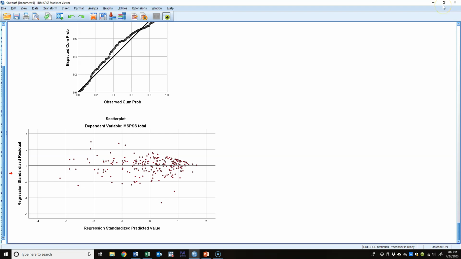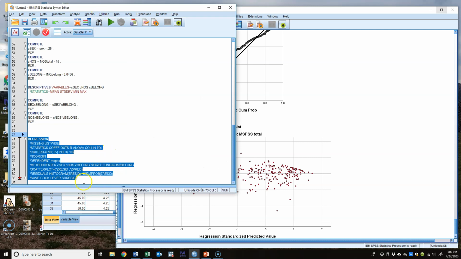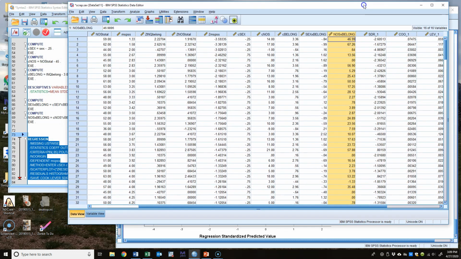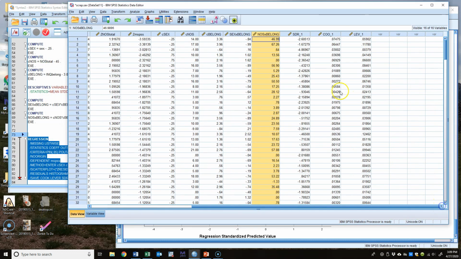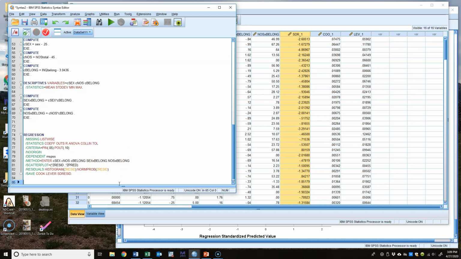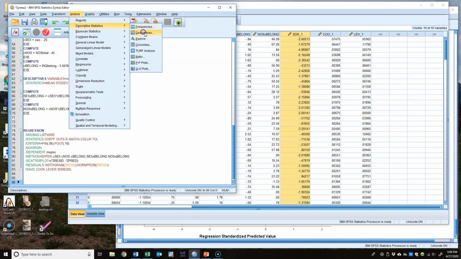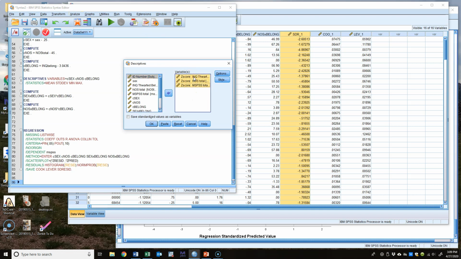What we want to do now is take a look at the absolute value of our residuals. Remember that this is an evaluation of our discrepancies, and the discrepancy measure that we've requested is our studentized residual. So what I'm going to do is go to Analyze, Descriptives, and this time I'm going to look at my studentized deleted residuals.